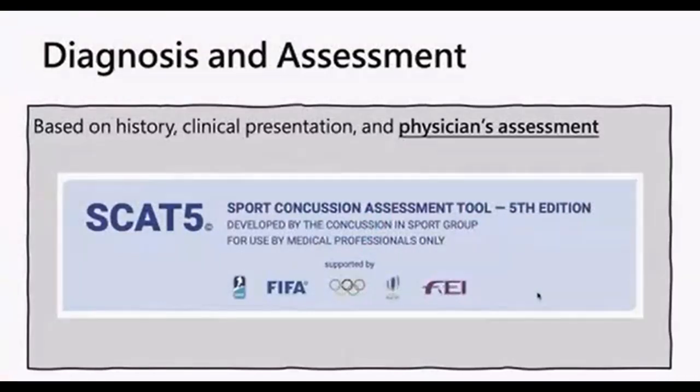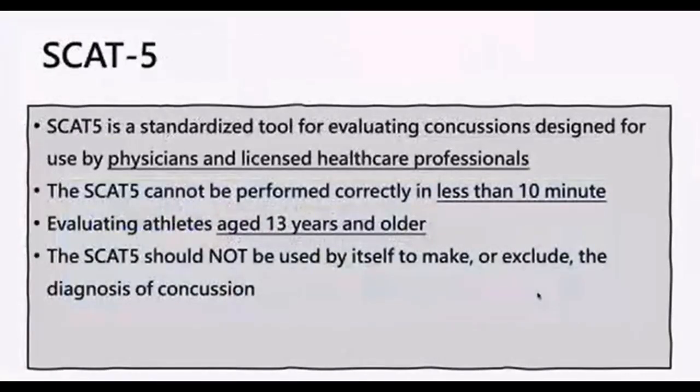When we are doing an assessment, currently the most widely used and available tool is SCAT-5, the Sport Concussion Assessment Tool, 5th edition. Next year, they are going to issue the SCAT-6 and also the SCOUT-6. SCOUT is SCOAT, which refers to office assessment. Let's take a look at the SCAT-5. It's a standardized tool, but it's designed for physicians or licensed healthcare professionals, not for the general population. You should not administer the SCAT-5 in less than 10 minutes; you need at least 10 minutes to perform it. And it's used for patients above 13 years old.